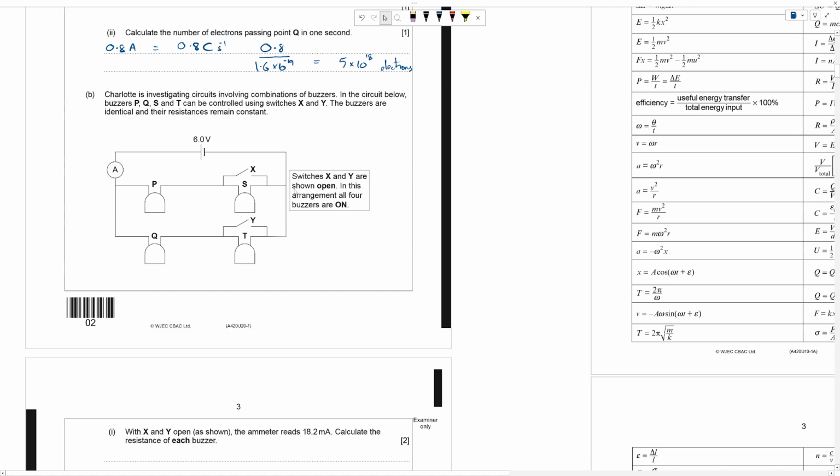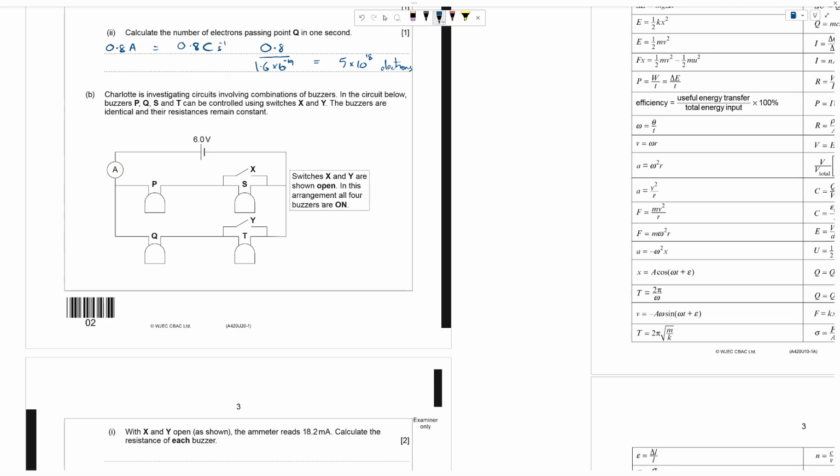So Charlotte's investigating circuits involving combinations of buzzers in the circuit below. P, Q, S and T can be controlled using switches X and Y. The buzzers are identical and their resistances remain constant. So this is a slightly unusual circuit in that the switches are in parallel. So what that means is if we were to close X, that would give the current a zero resistance path to follow. So the current would completely bypass S. Closing X therefore effectively takes S out of the circuit. And similarly, Y will do the same thing for buzzer T.